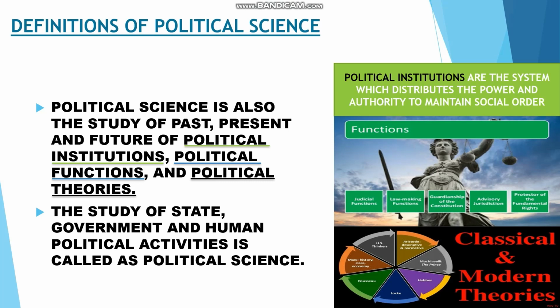So, what are political institutions? Political institutions are the system which distributes power and authority to maintain social order. So political institutions are nothing but a system which maintains law and order in the country. Understood? The political institutions are the system which maintains law and order in the society. To maintain law and order, it has to distribute power and authority. Understood? Now let's move on to political functions.